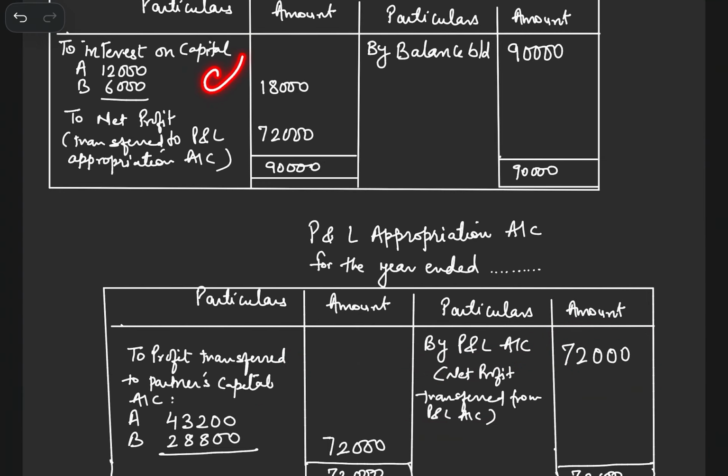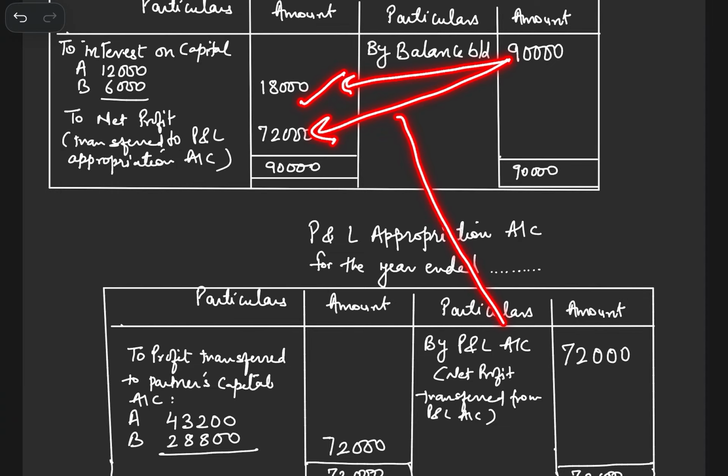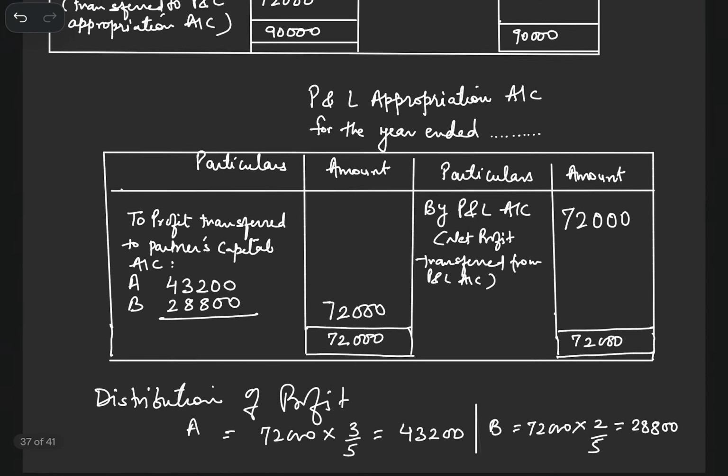Interest on capital is already shown in the profit and loss account. Why? Because it's a charge. When it is a charge, the full amount of interest on capital is given. After giving the full interest, from 90,000 we subtract 18,000, then 72,000 net profit is left with us. This 72,000 is transferred here and divided between the partners in their profit sharing ratio, that is 3:2.